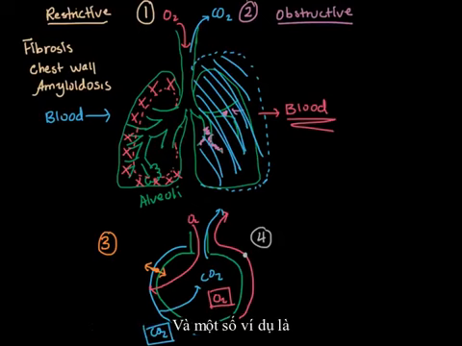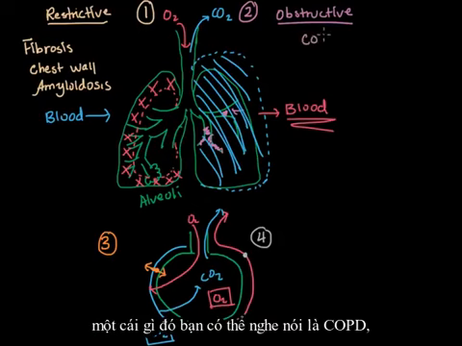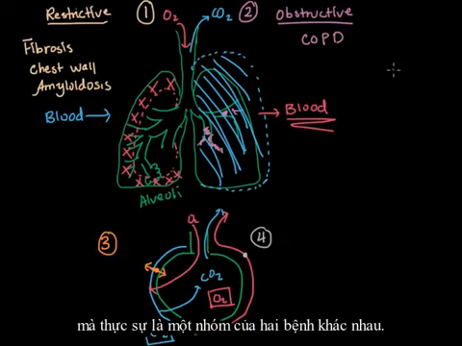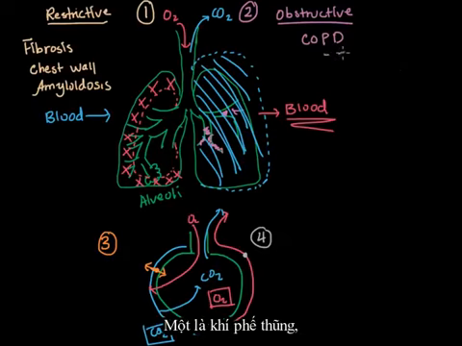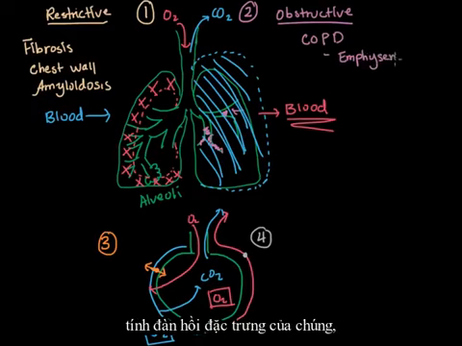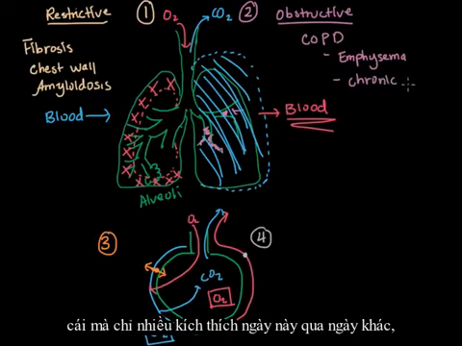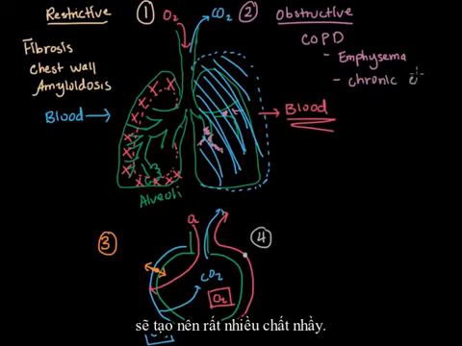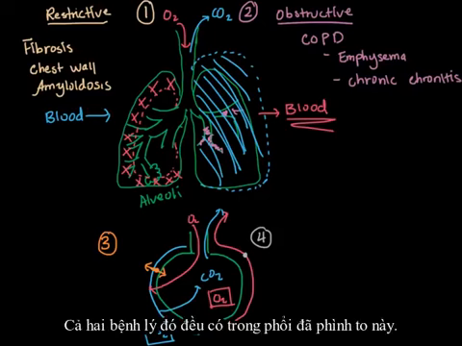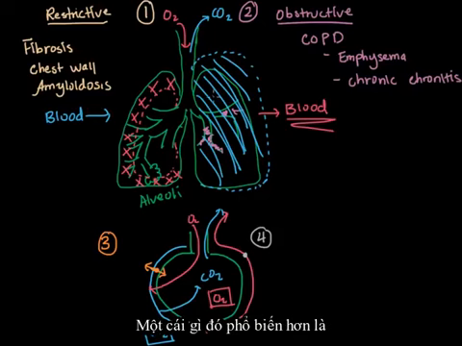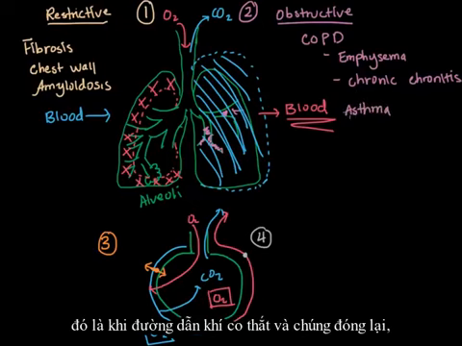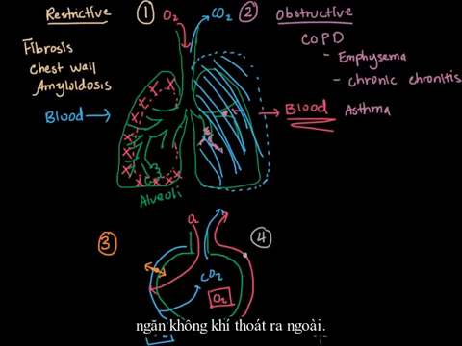Some examples would be something you've probably heard of as COPD, which is actually a group of two different diseases. One is emphysema, which has to do with the lungs losing their elastic quality. And the other is chronic bronchitis, which is a lot of irritation day in and day out that makes a lot of mucus. Both of these result in large inflated lungs. Something more common that a lot of people have is asthma, which is when the airways spasm and close up, blocking the air from getting out.